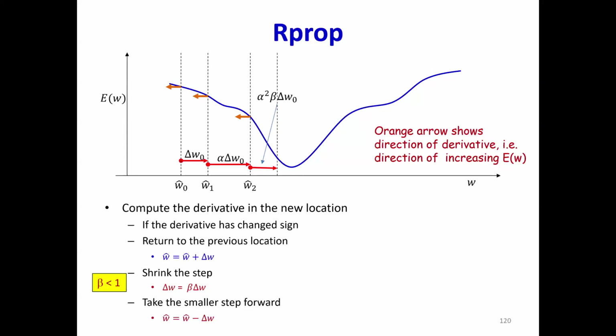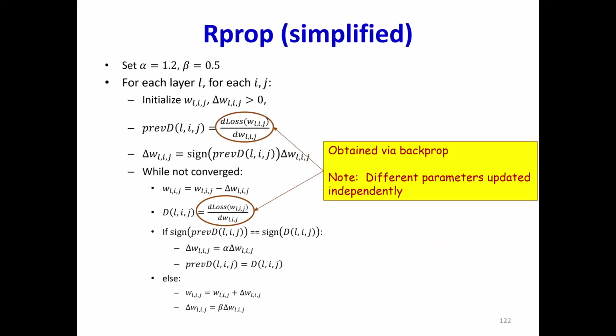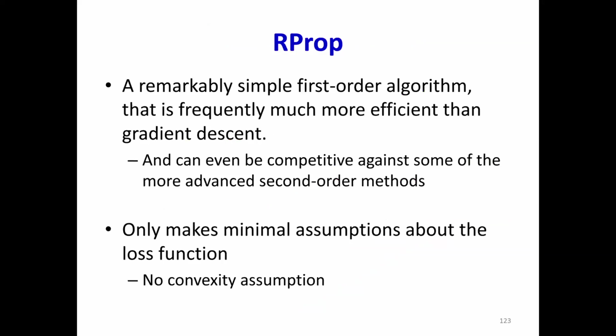So here is the pseudocode for it. I won't go over it. Typically, you cap the steps so they don't get too large or too small. And it still needs the computation of derivatives because you need the sign of the derivative. And the derivative is computed using, how would you compute it? Backprop, right? So it's a remarkably simple first order algorithm that's frequently much more efficient than gradient descent and makes only minimal assumptions about the loss function, no assumption about convexity at all.